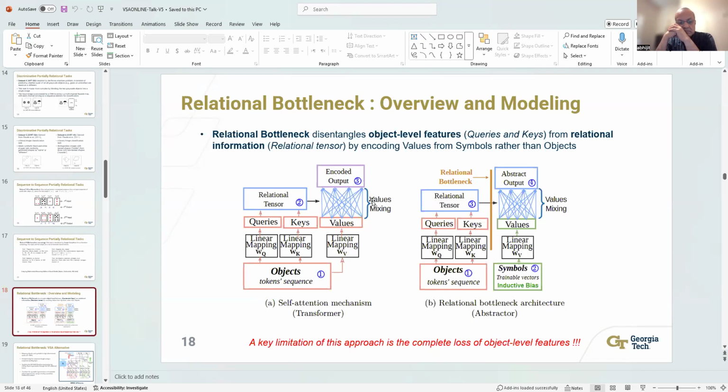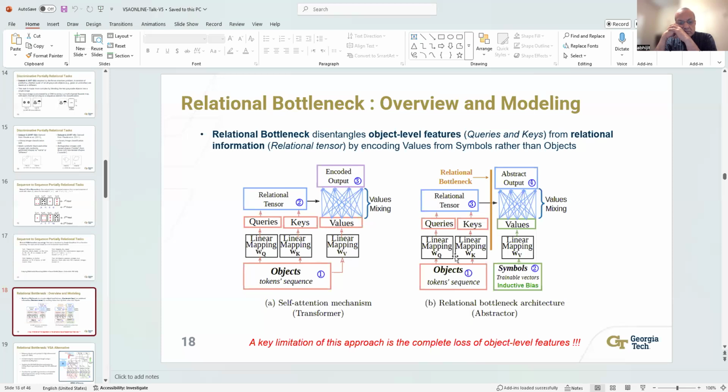The problem with this architecture is that the values are derived from the objects, meaning that the relational information here in block 2 will interfere with the object level feature derived from values.